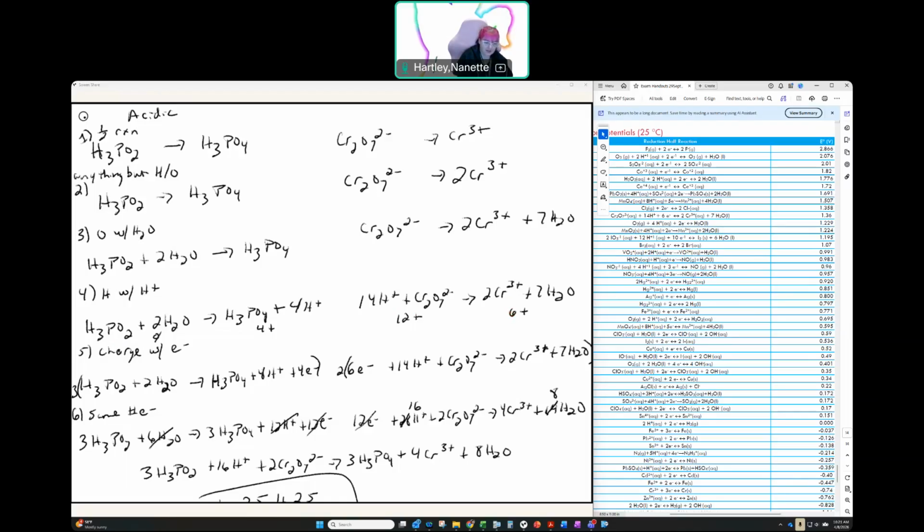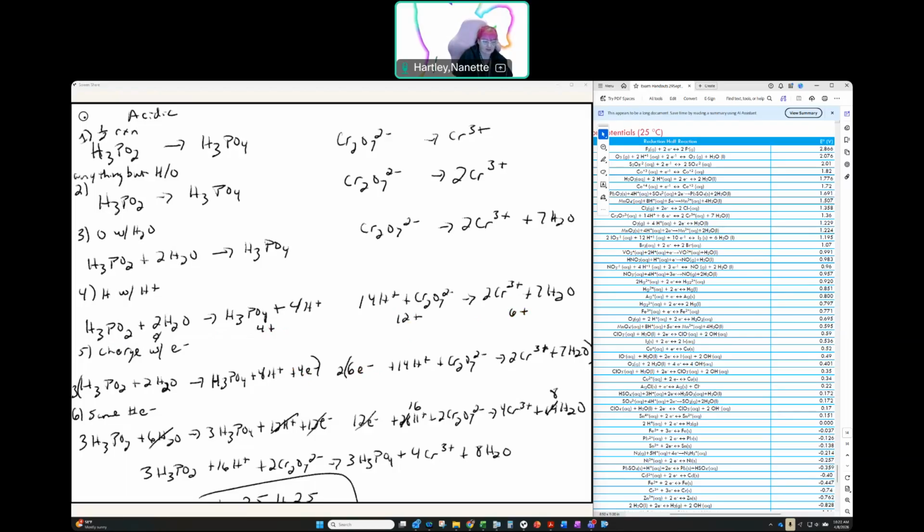So I come down to the next thing, and of course I have to make this equal. So I need to add 4 electrons to this side of the half reaction to even out that charge. That's what I did here. Here I have plus 12 and plus 6. So I need to add 6 electrons to this side to make that even. So I did that. I added 6 electrons over here.